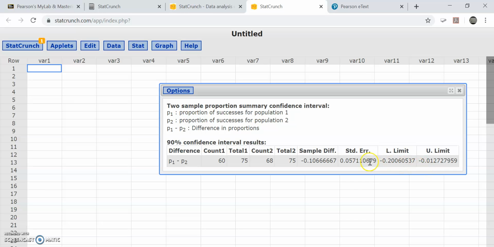And we can see they give you the error value as well. This is all below 0. So this would show that, hey, less did. And it compares to what we did earlier. So you can see StatCrunch does a pretty nice job of this as well, and gives you some options.